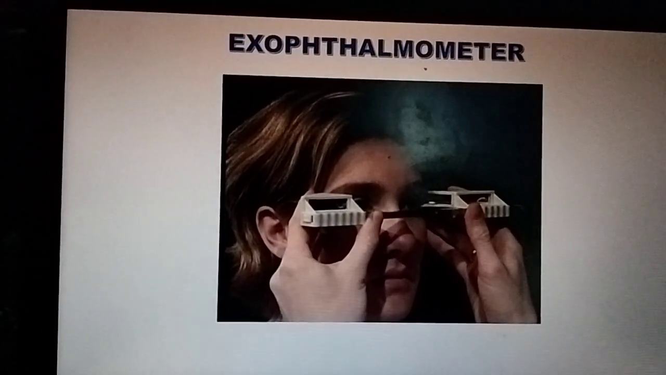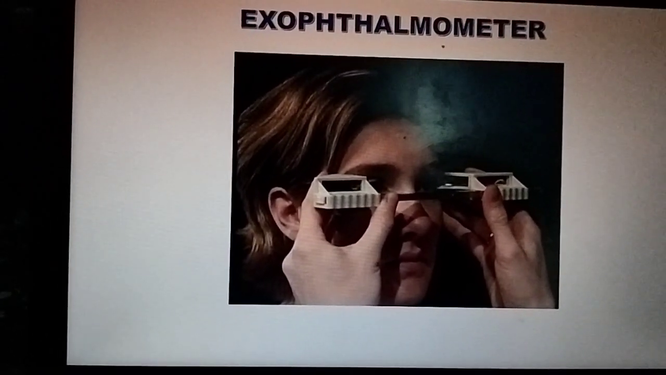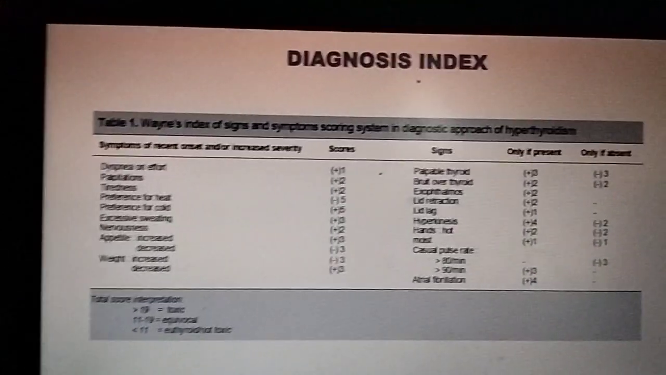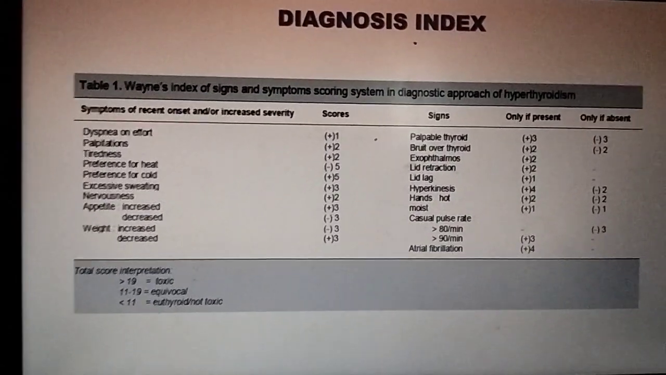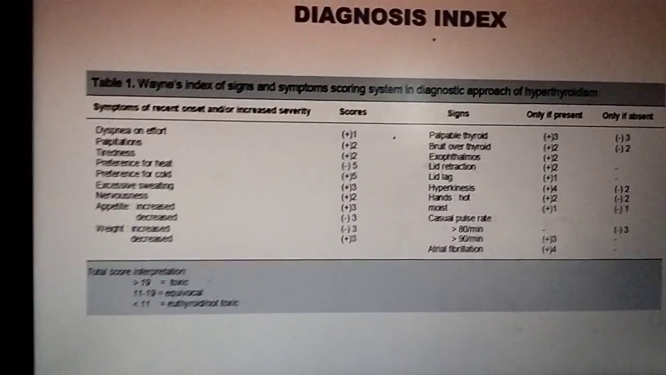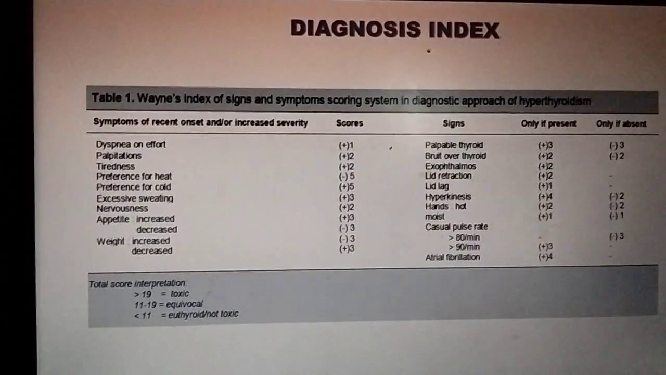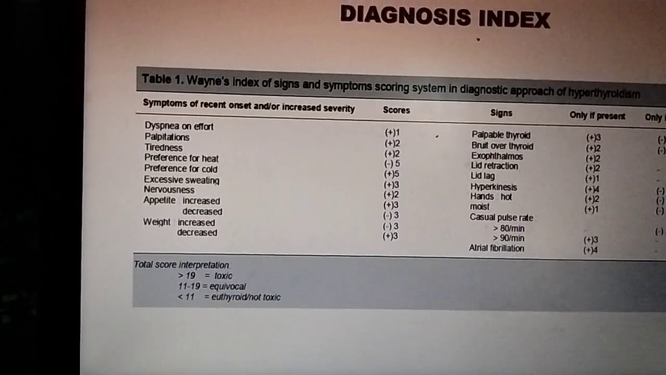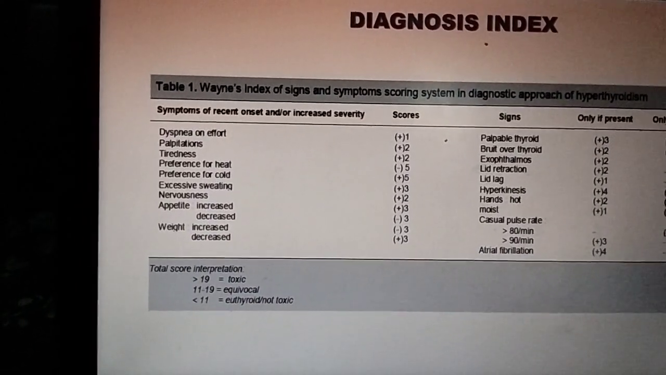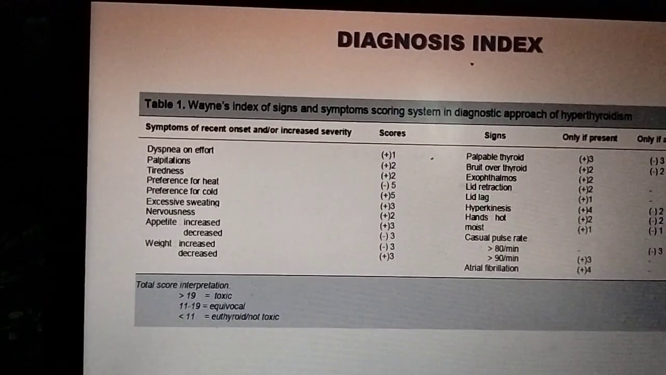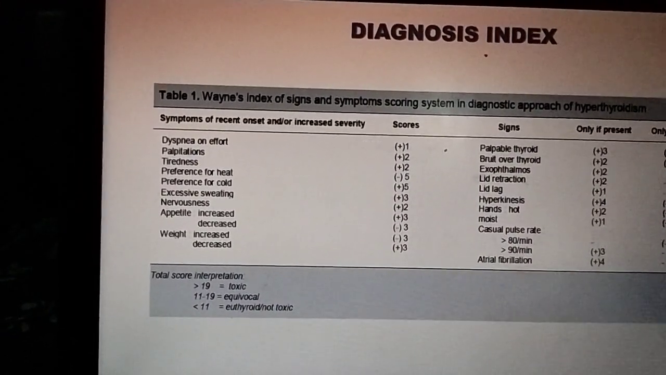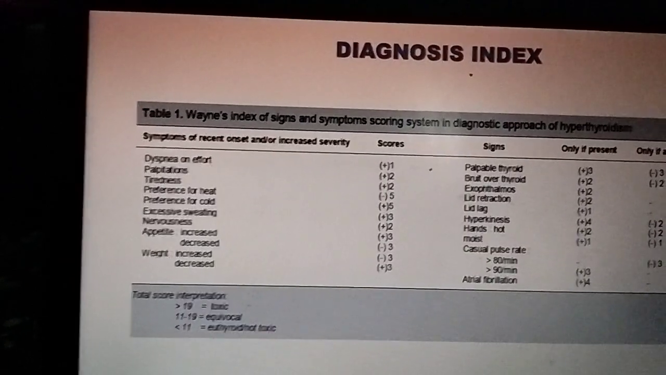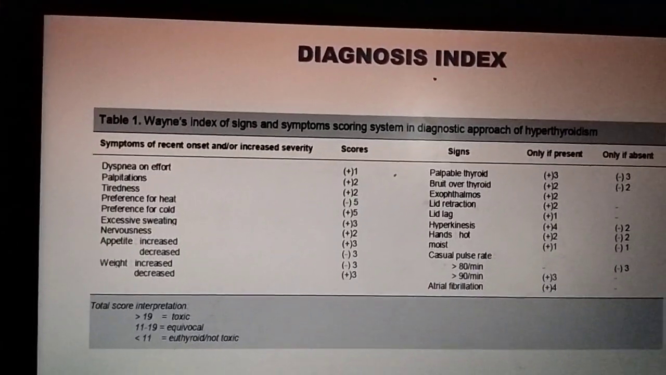And this is called an exophthalmometer. This is usually used to measure the extent of exophthalmos, or proptosis. And some of the diagnostic indices like the Wayne index, which is used for the signs and symptoms of thyrotoxicosis. There is a numbering given. The usual symptoms involved are palpable thyroid, exophthalmos, lid retraction, finger tremor, bruit over thyroid, atrial fibrillation, pulse rate more than 80 per minute, and symptoms which include palpitations and excessive sweating, appetite increased, appetite decreased, weight decreased. So an index over 19 indicates toxic goiter, and below 11 indicates non-toxic goiter.